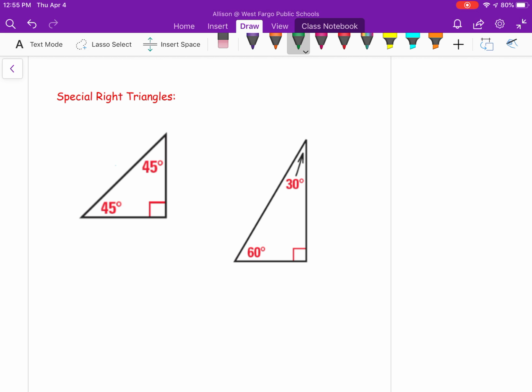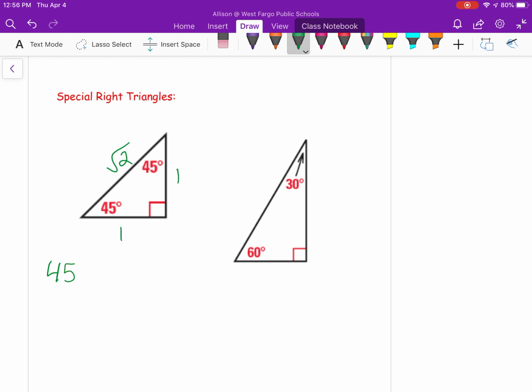We have the 45-45-90 right triangle, which is the isosceles right triangle. It's called that because the 2 sides are always equal because the angles are equal. If the angles are equal, then the sides across from them are equal. The 45-45-90 triangle is special because it always has the same ratio: 1, 1, square root of 2. The hypotenuse is always the square root of 2 times as large as the side length, or the leg.